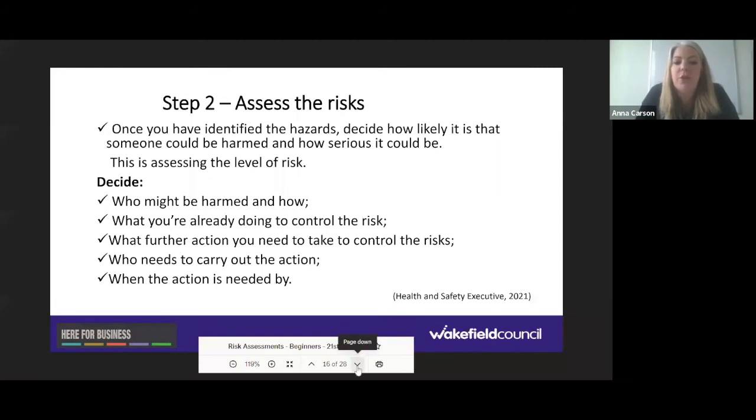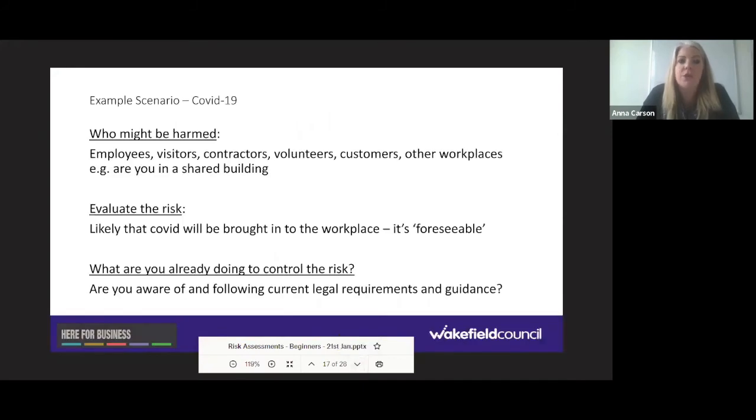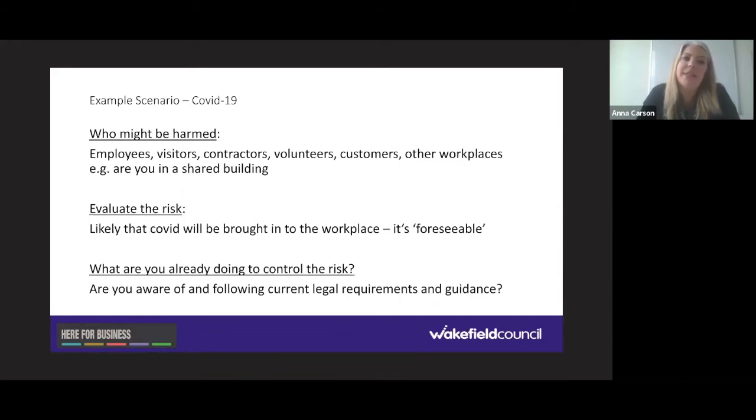So if we go back to COVID-19 in our example on the next slide. So who might be harmed? Well, COVID-19, if it's in the workplace, it's going to be in the air within the workplace. So who might be harmed? Employees, visitors, contractors, volunteers, customers, or other workplaces if you're in a shared building, or if you're in a workplace where you have shared facilities with other businesses. So basically everybody could be affected by COVID-19.